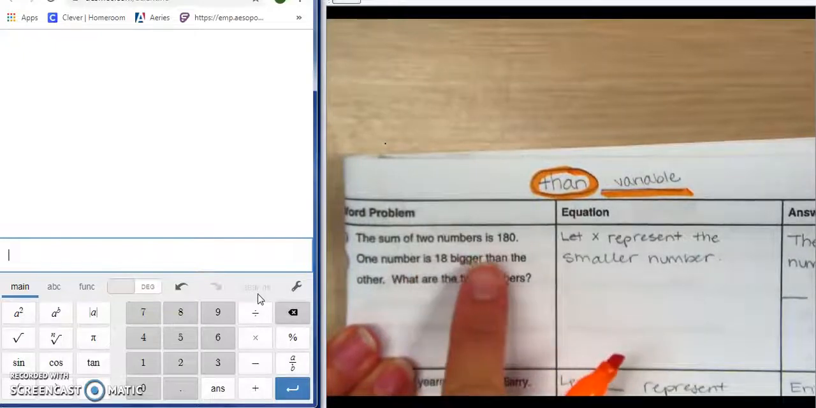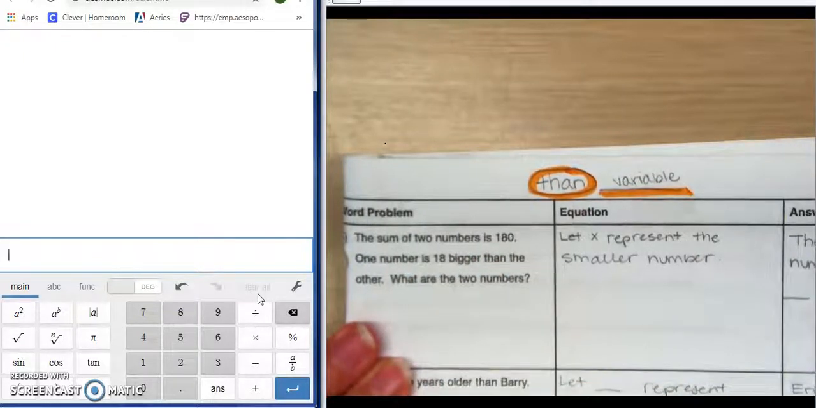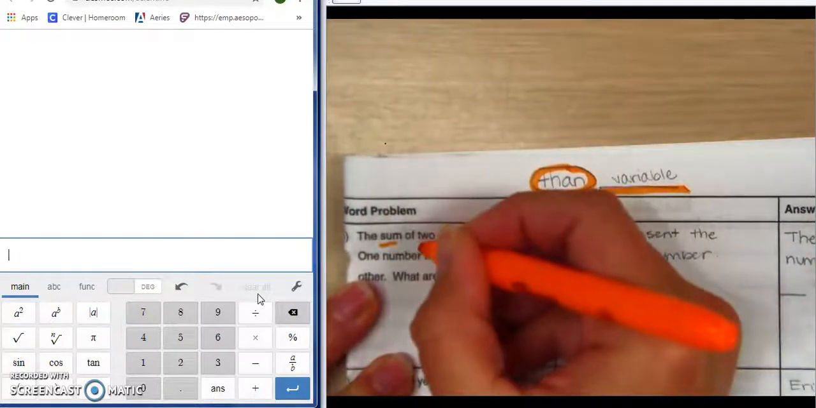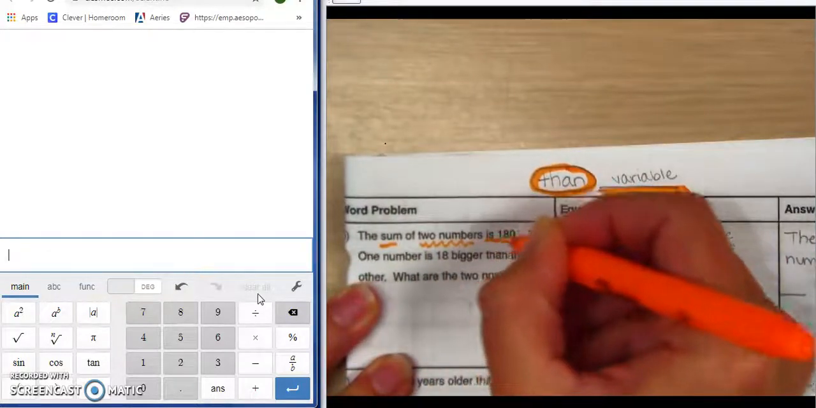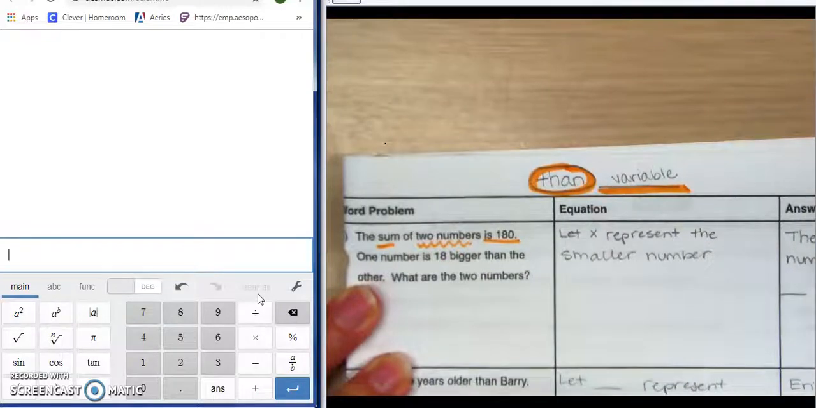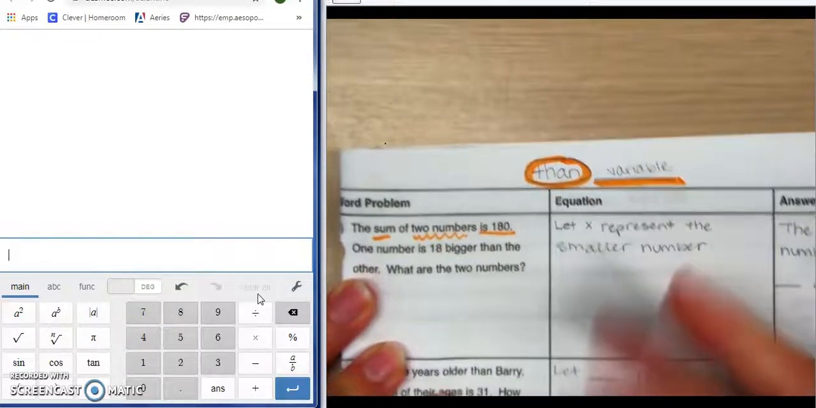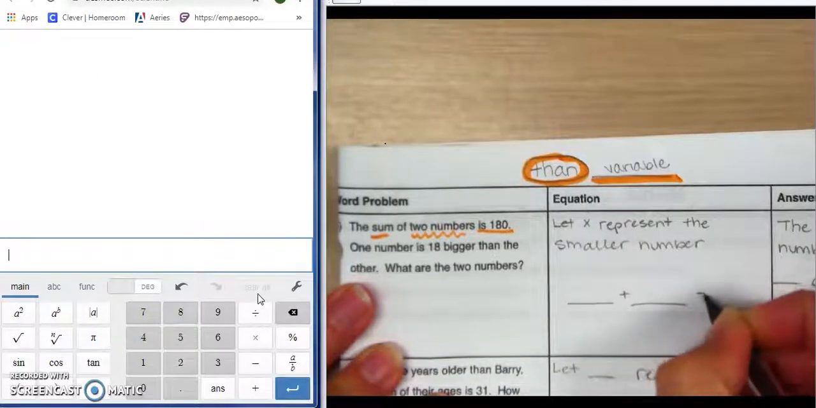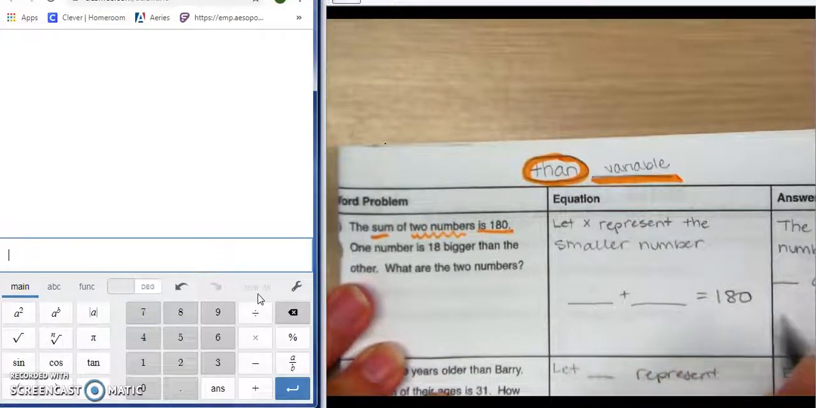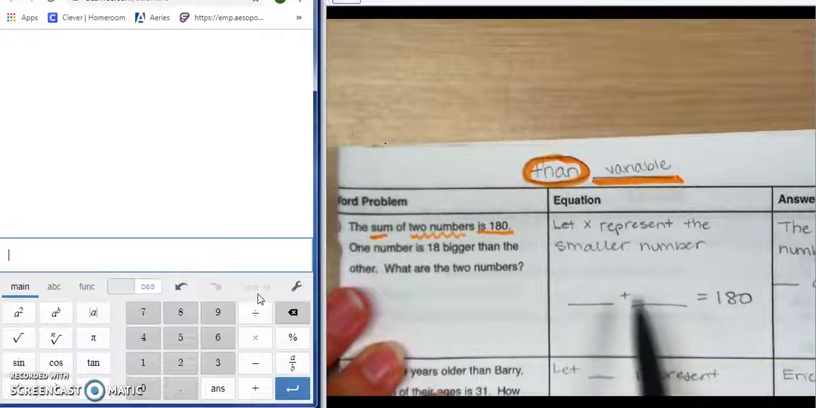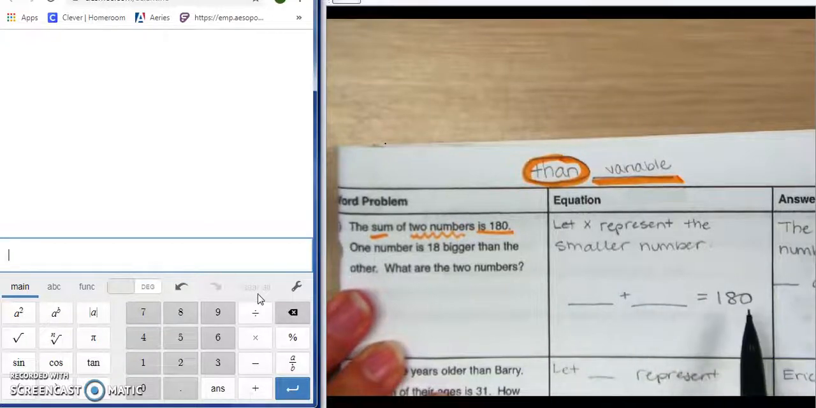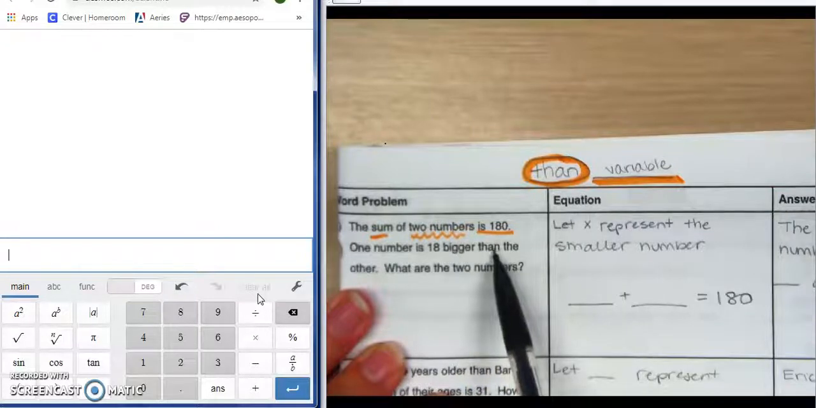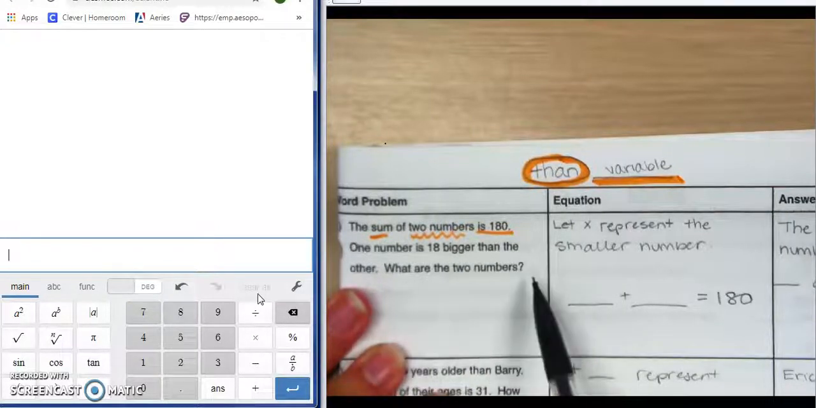The sum of two numbers is 180. So right now, I see the word sum. I see there's going to be two numbers and that sum is 180. So we start by setting up a blank for that. So blank plus blank equals 180. Okay, so that's what it means. The sum of two numbers is 180. One number is 18 bigger than the other. What are the two numbers?